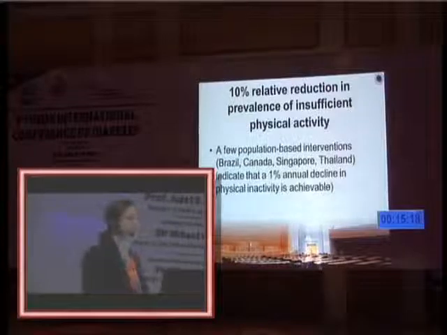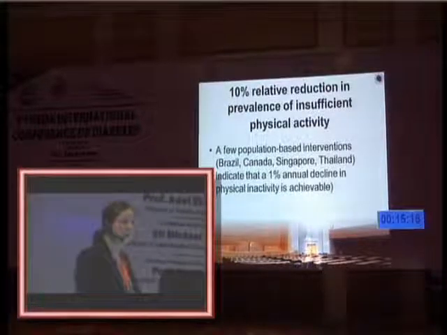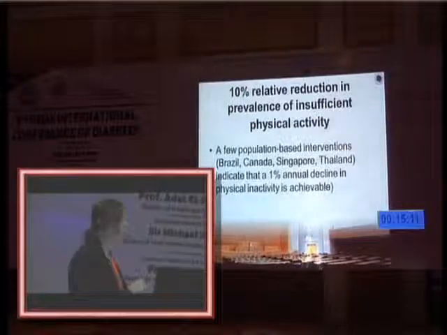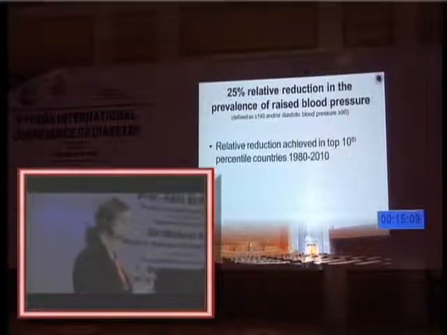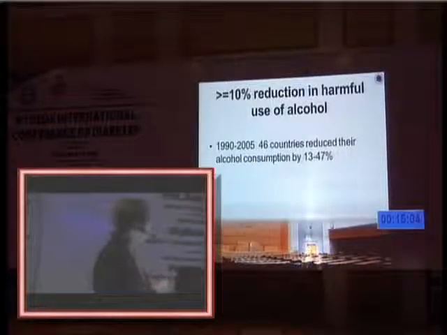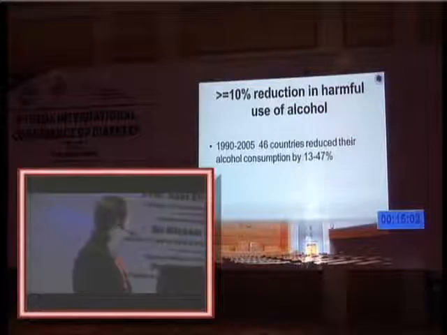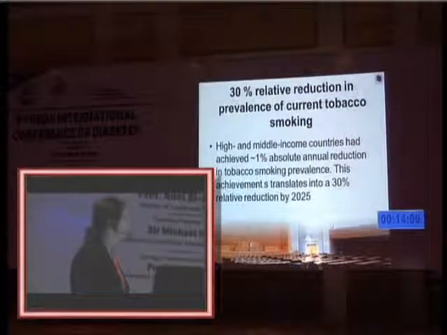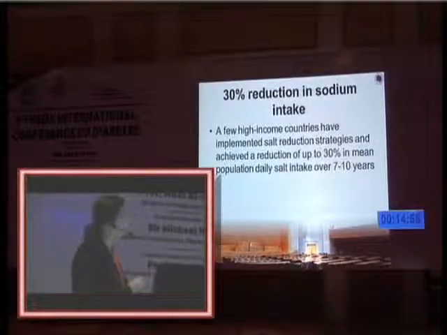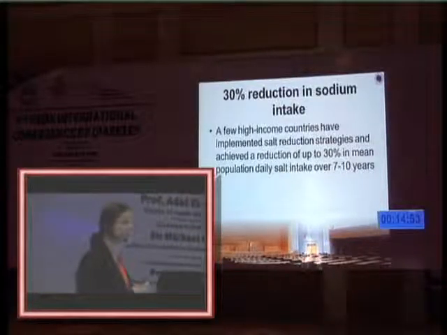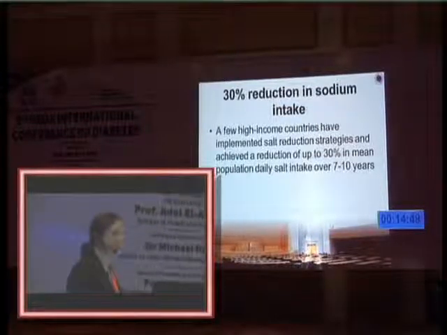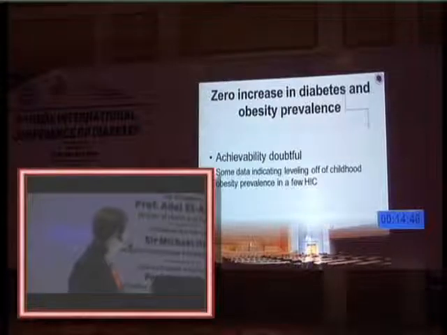It is possible to reduce the population physical inactivity by at least 10%, because some countries have managed to do it. It is possible to reduce blood pressure in the population. It is possible to reduce the harmful use of alcohol. It is possible to reduce the number of people that smoke. And also, some countries have achieved a 30% reduction in sodium intake, so this is also a possible target.